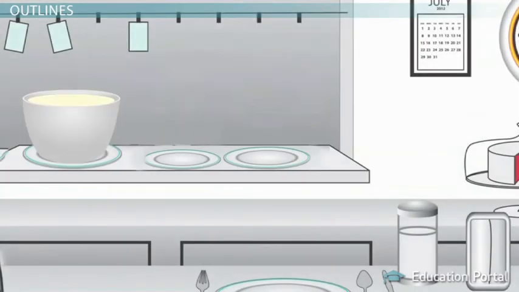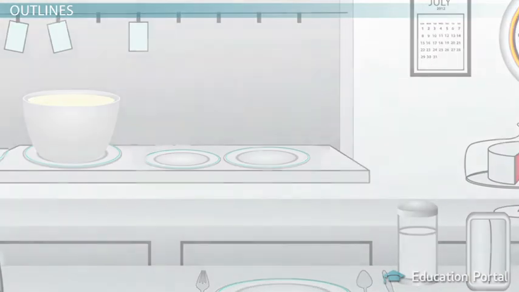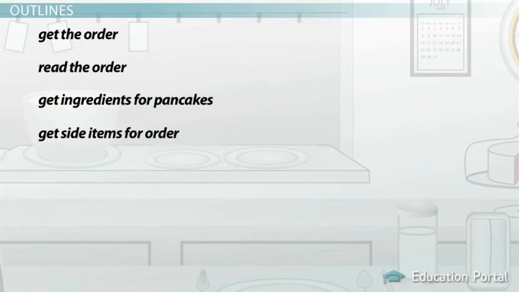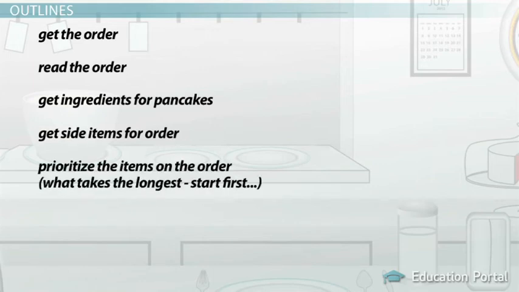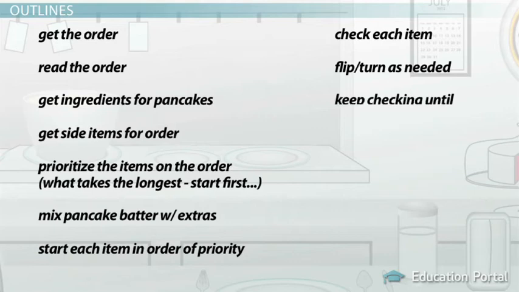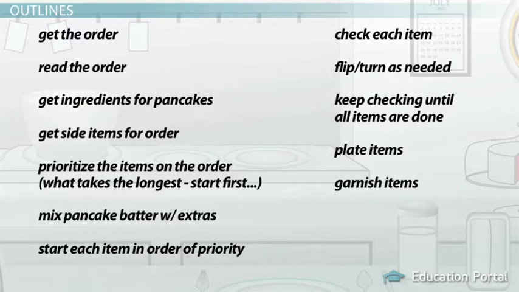Let's translate this into an outline. One way to start is to make a list of each activity in the flowchart. Get the order, read the order, get ingredients for pancakes, get side items for the order, prioritize the items on the order, what takes the longest, start first, mix pancake batter with extras, start each item in order of priority, check each item, flip or turn as needed, keep checking until all items are done, plate items, garnish items, set the order up, call the server.